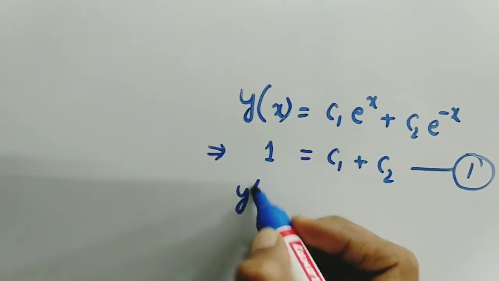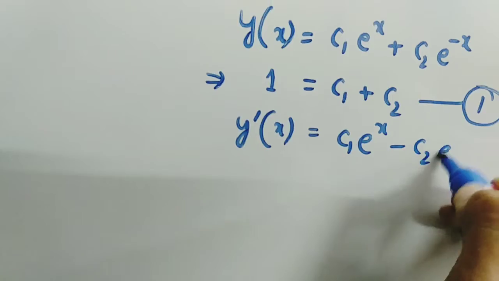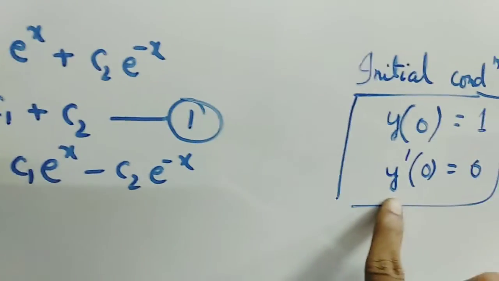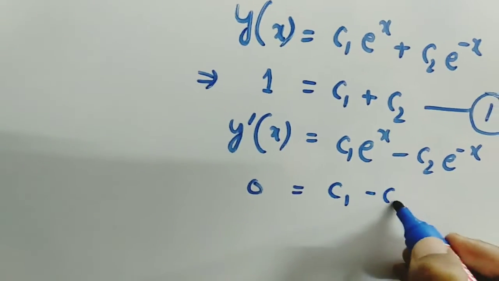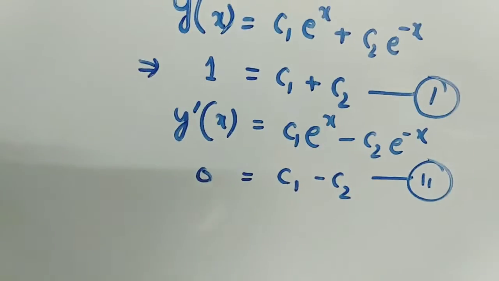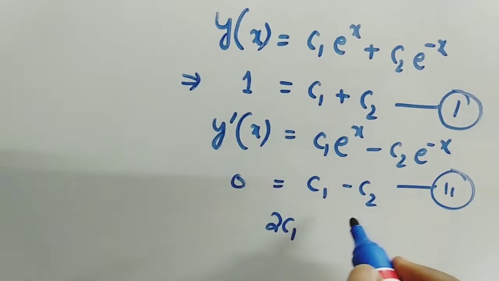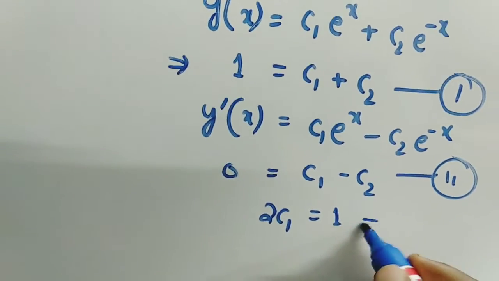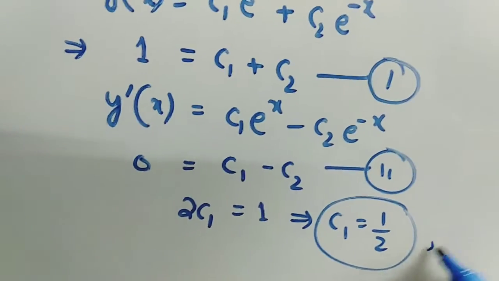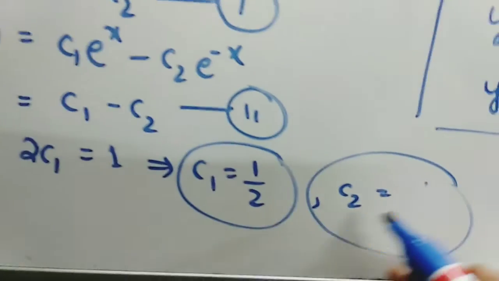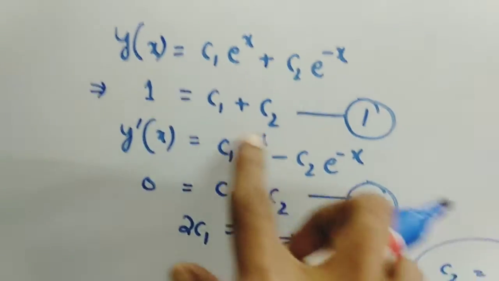Similarly, y dash x equals c1 e to the power x minus c2 e to the power minus x, and applying y dash 0 equals to 0, we get 0 equals to c1 minus c2. So we got two equations and two unknowns c1 and c2, from which we can directly evaluate. We add equation 1 and equation 2, we get 2c1 equals to 1, so c1 equals to half. Putting the value of c1 in the first equation, c1 plus c2 equals to 1, so c2 is 1 minus half, which is half.